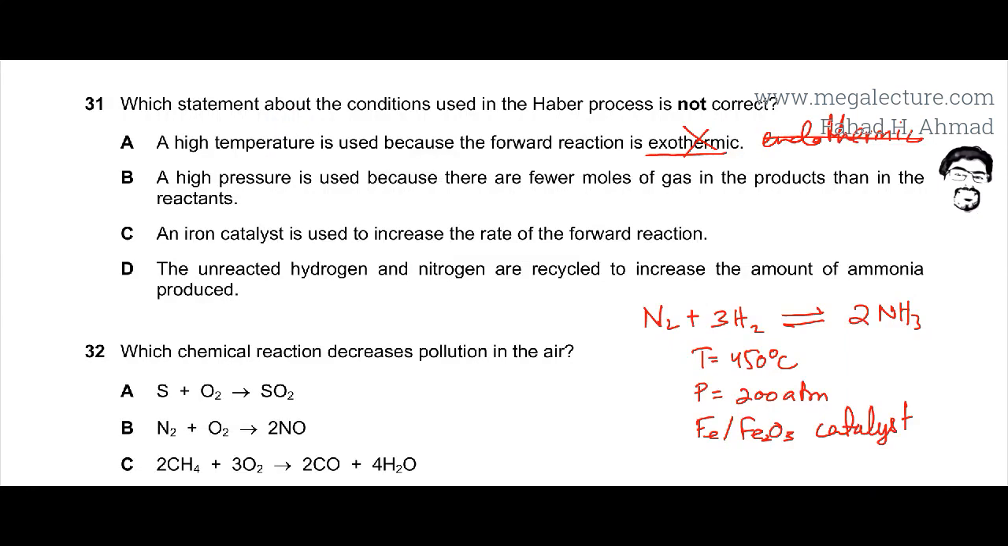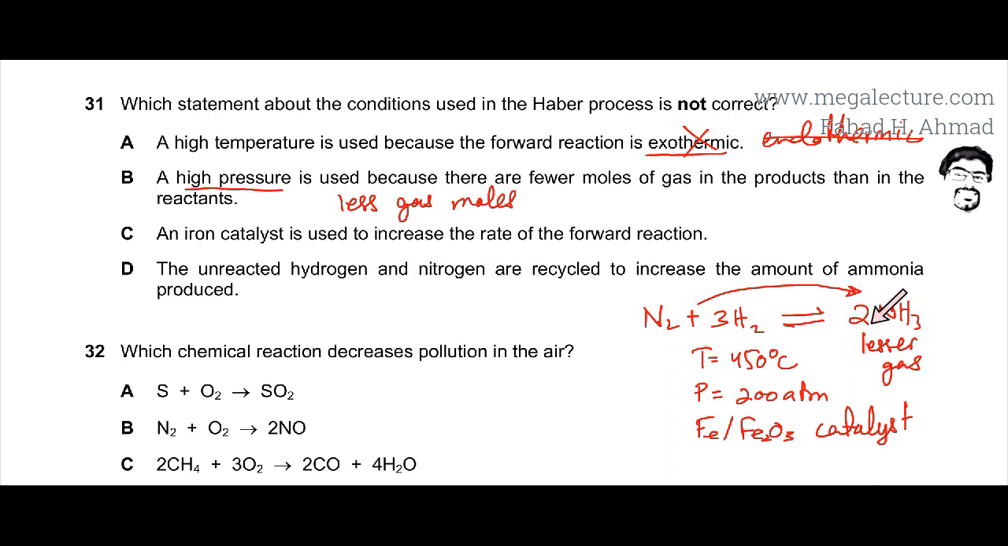Let's move to the next statement, which is that a high pressure is used because there are fewer moles of gas in the products than in the reactants. So whenever you increase pressure, the side with fewer gas moles is favored, because when you're increasing pressure, you're compressing. If you're compressing, that means the space is running out and fewer gas molecules would be produced. So in the product, there are 2 molecules. In the reactants, there are 4 molecules of gas. So this statement is correct because if you increase pressure, the forward reaction will be favored. There are lesser gas moles in the product side.